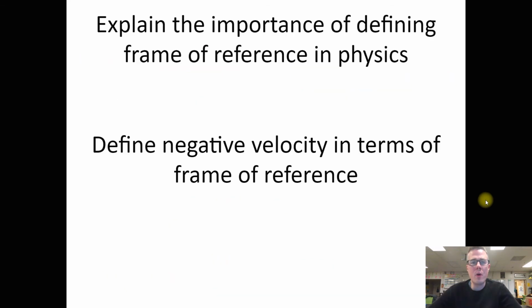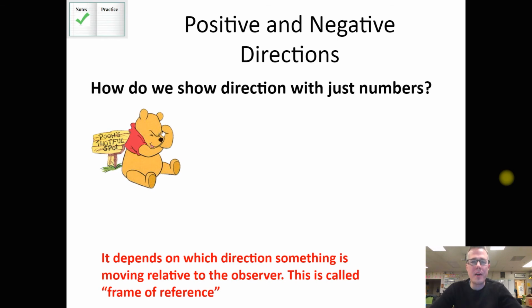All right, now we need to go one step further. I told you a little bit ago that we were talking about positive velocity. Well, there's also such a thing as negative velocity. And it has to do with this idea called frame of reference. So here's the reason why positive and negative directions exist.